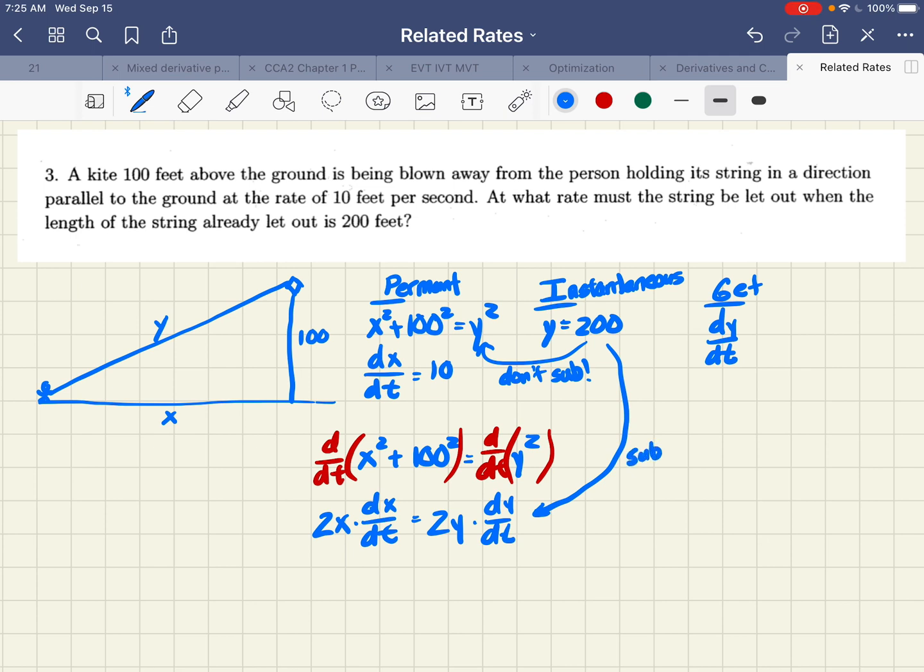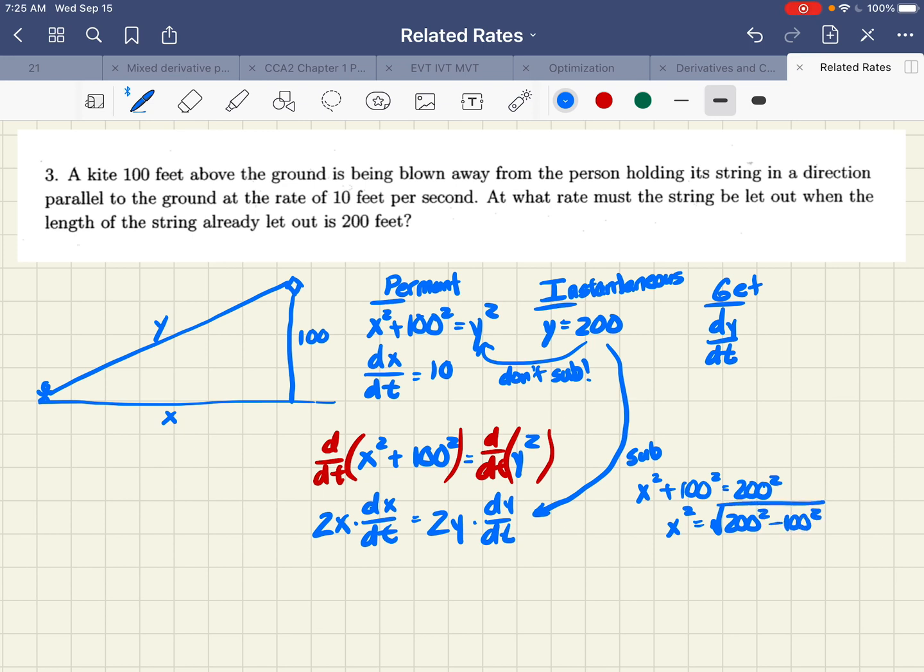All right. Oh, and I don't have x. However, I can figure out x because instantaneously y was 200. So that means x squared plus 100 squared equals 200 squared. So x is the square root of 200 squared minus 100 squared.